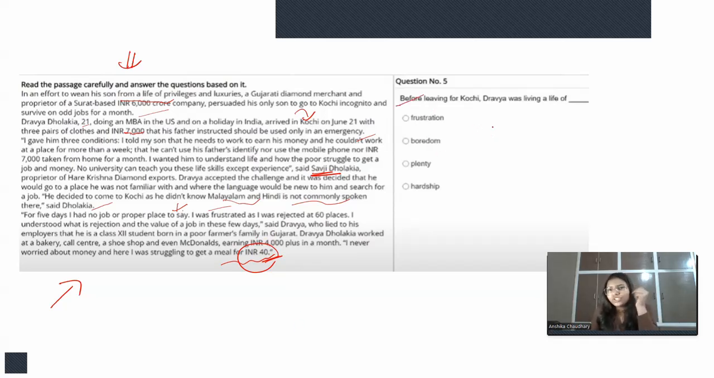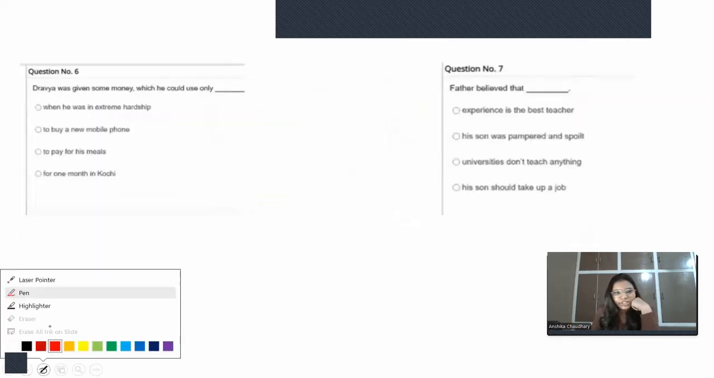Before leaving for Kochi, Dravya was living a life of... So Dravya is the son of that rich merchant, and his life was fulfilled with all the luxuries and all the privileges, and everything is sorted there. There are plenty of resources. There is plenty of money, right? So option number C will be the correct answer according to the passage. Move on to the next question.